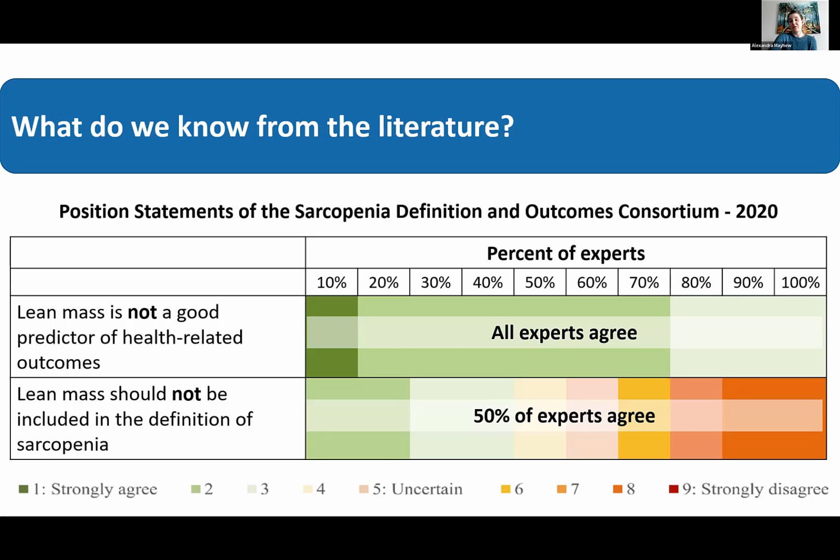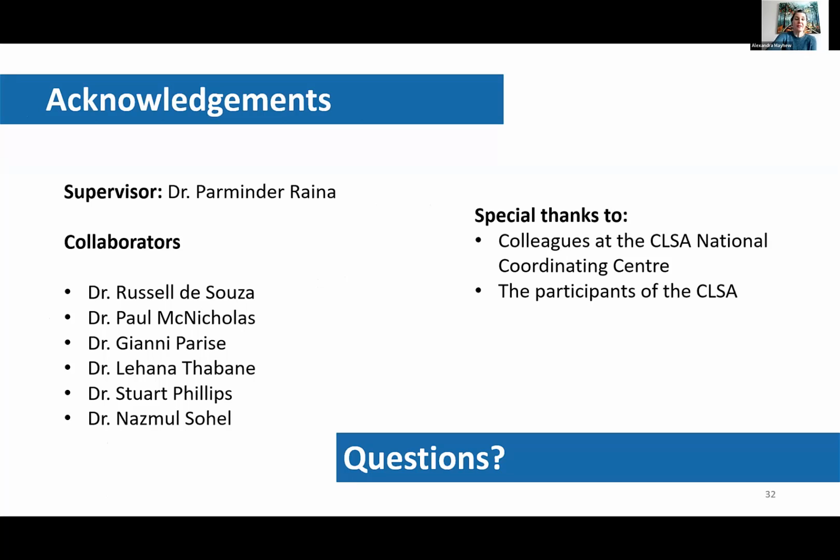So there are people that believe that lean mass should continue to be included in definitions despite the lack of association of lean mass alone. But to my knowledge, we're the first people that have ever actually shown that lean mass, even when added to grip strength or gait speed, still doesn't have any sort of effect, which I hope is very compelling evidence for those 50% of experts who would like to see lean mass be excluded from future definitions.